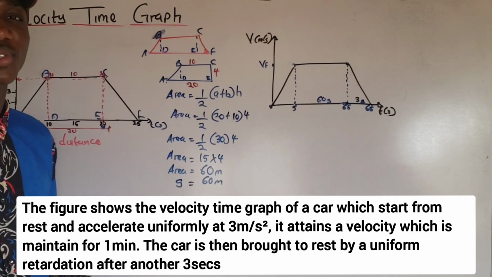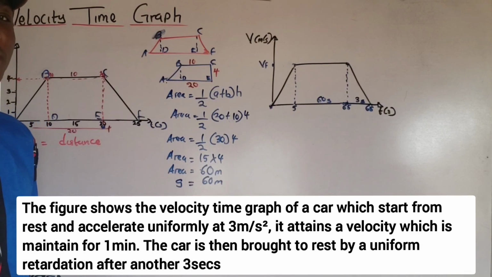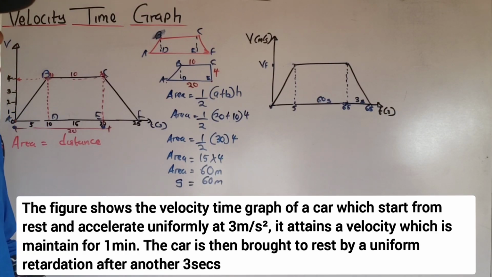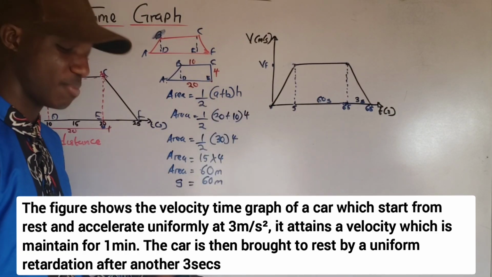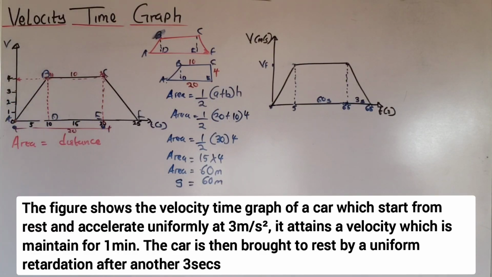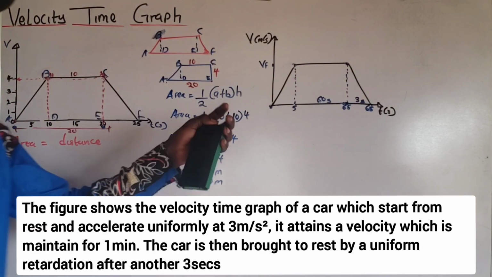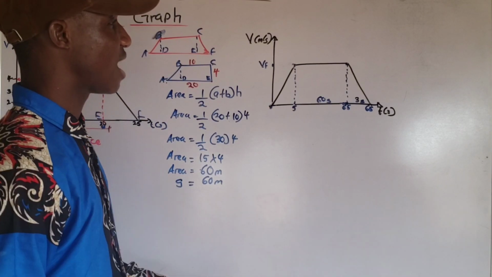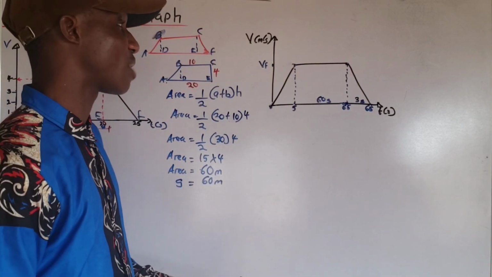The distance on the velocity time graph is equivalent to the area of the velocity time graph. You understand? Now, if you look at this shape, what area do you see? What is the name of the area that we have on this velocity time graph? What's the shape rather? The shape is a trapezium.